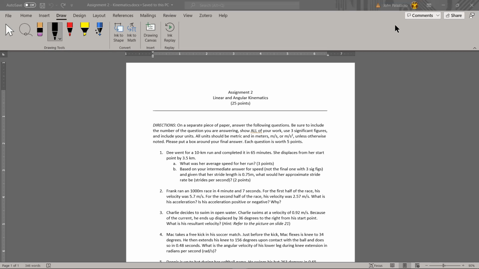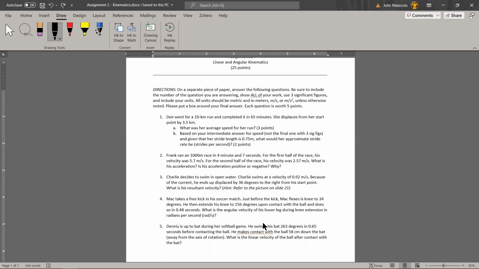Remember, for all of this math in this class, your final answer should always be in 3 significant figures, and all answers should be in metric, so that's going to be in meters per second squared, anything like that, unless it's otherwise indicated.